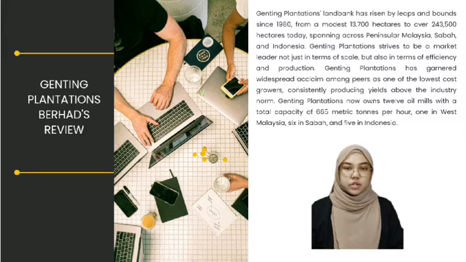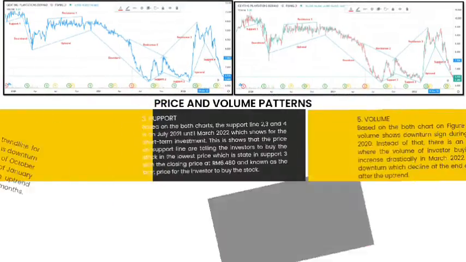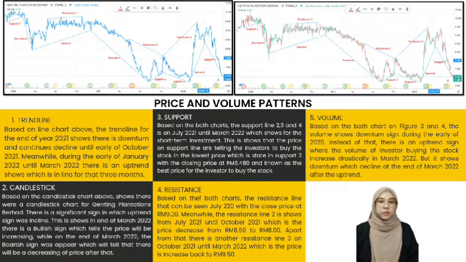above the industry norm. Genting Plantations now owns 12 oil mills with a total capacity of 995 metric tons per hour. One in West Malaysia, 6 in Sabah, and 5 in Indonesia. Now, I want to explain about the price and volume patterns.